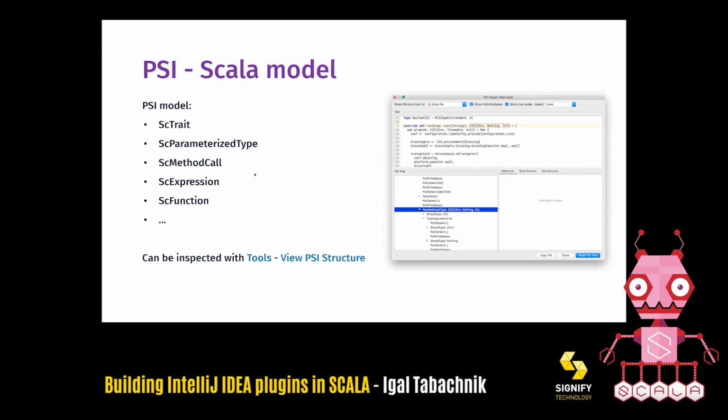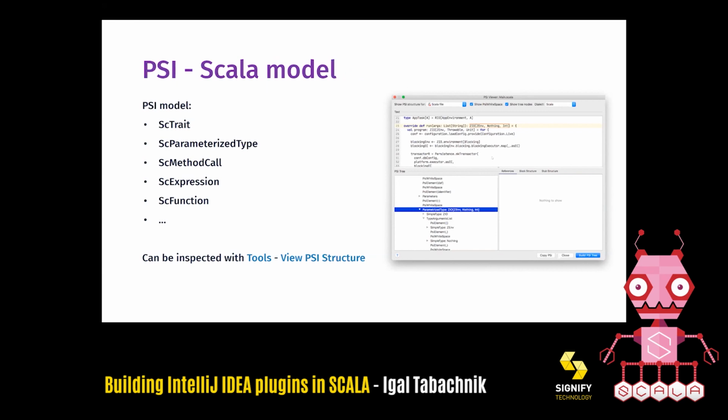And the Scala plugin extends this model with additional things that are Scala specific. So they will start with the letters SC for Scala. So it adds additional things like traits and parameter types and expressions and functions and things like that, which we're going to be using very, very shortly.